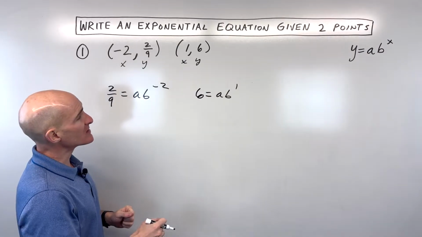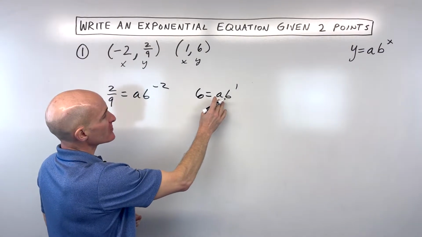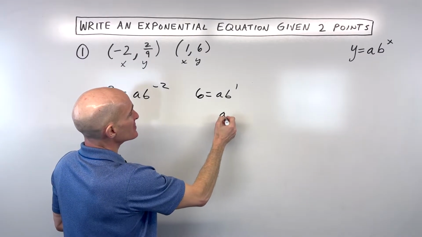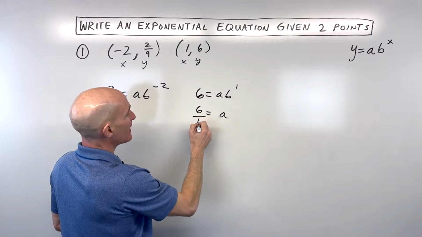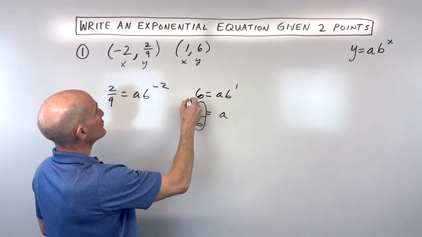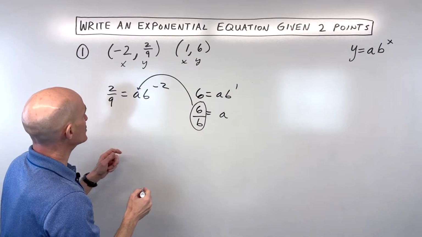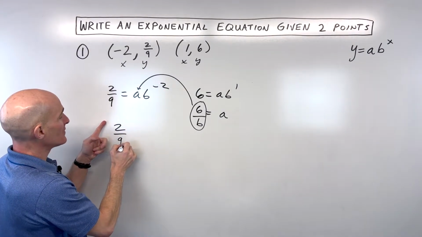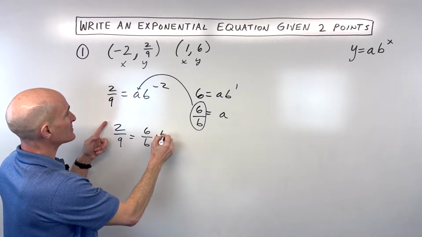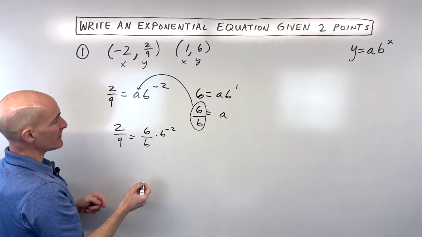What I would do is I would solve for one of these variables. Like for example, if I solve for a, we could divide both sides by b. So you can see that a is equal to 6 divided by b. And since we know what a is, let's put that in terms of a in this other equation. So we have 2/9 is equal to 6 divided by b times b to the -2, right?